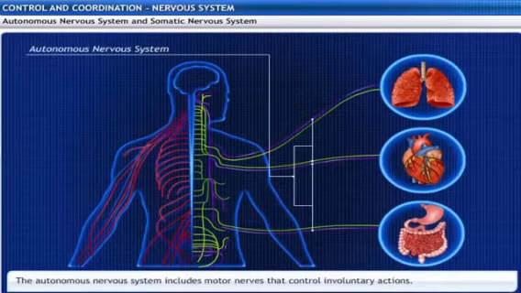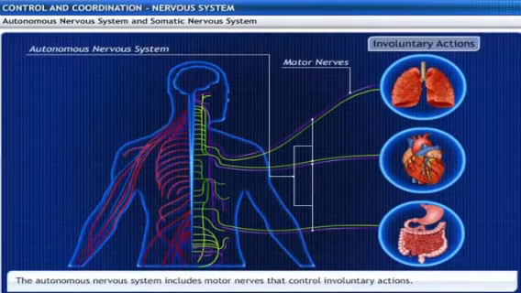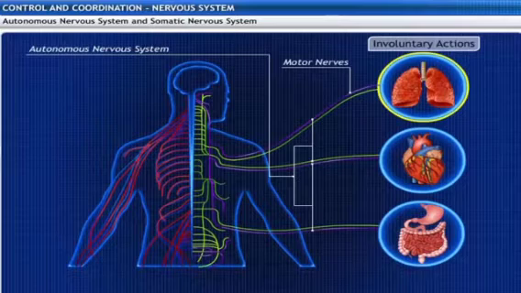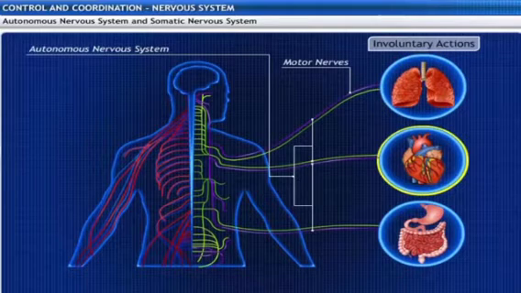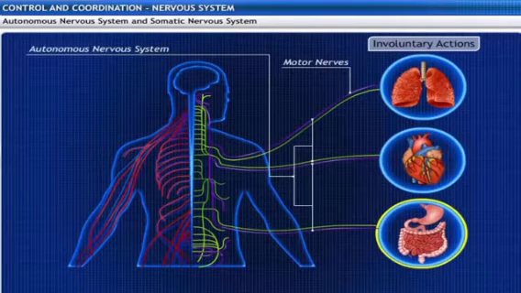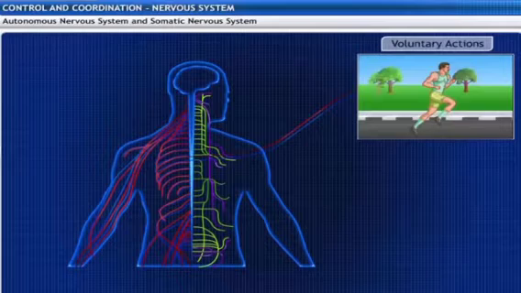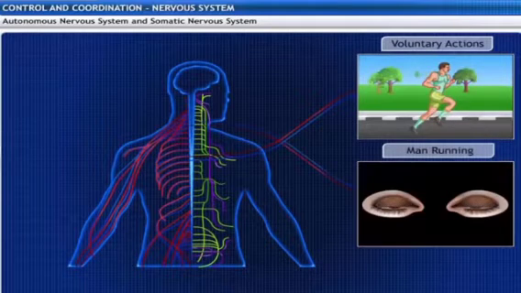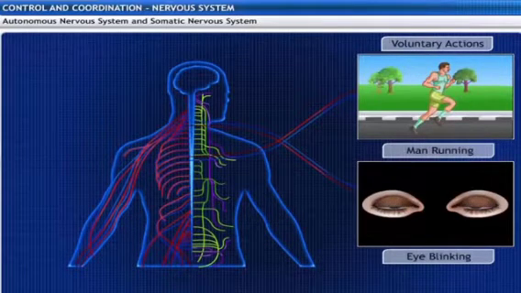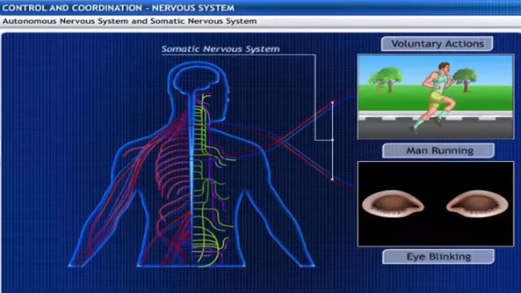The autonomous nervous system includes motor nerves that control involuntary actions like breathing, beating of the heart, and peristaltic movements of the alimentary canal. Voluntary actions like muscle movement and blinking of the eyelid are carried out by the somatic nervous system.